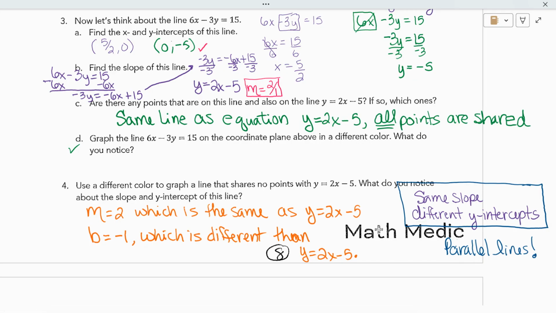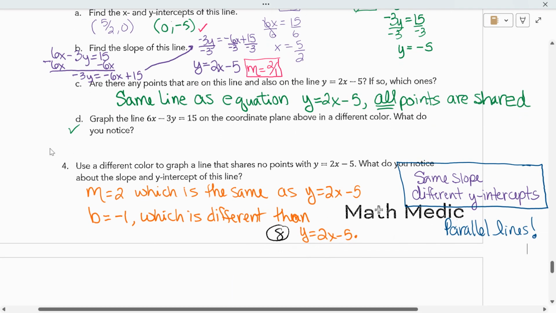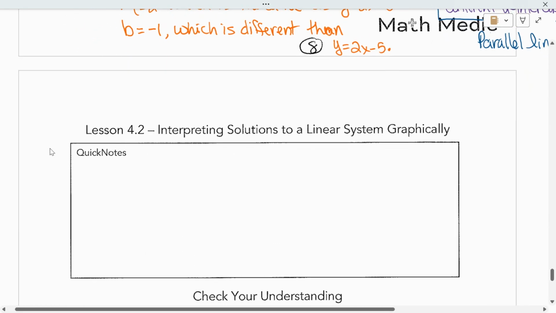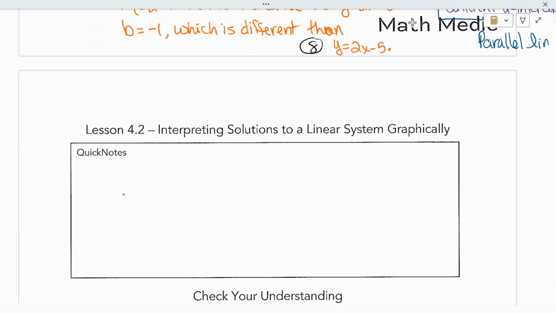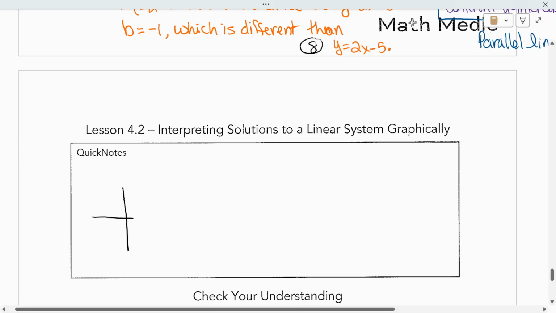So let's write some notes about this and see what we can figure out. Is everybody good with that? Okay. So quick notes. I'm going to draw a little XY axis right here. I'm going to label this X and I'm going to label this Y. And I'm going to give an example of what kind of a solution does the system have? No solution. Yeah. This is an example of no solution.